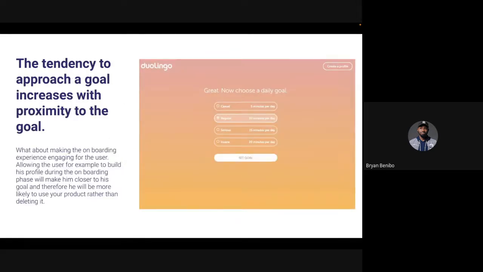This is very interesting. This is another one. The tendency to approach a goal increases with the proximity to the goal, right? This one is very interesting when you are probably embodying. So what about making an onboarding experience engaging for users? Allowing the users, for example, to build their profile during an onboarding phase will make them closer to their goal, and therefore they will be more likely to use the product rather than deleting it.